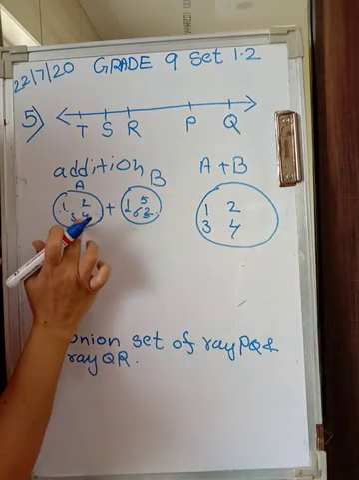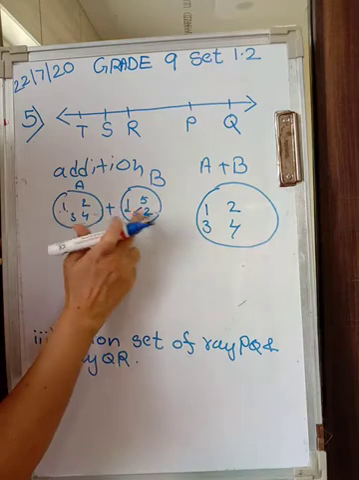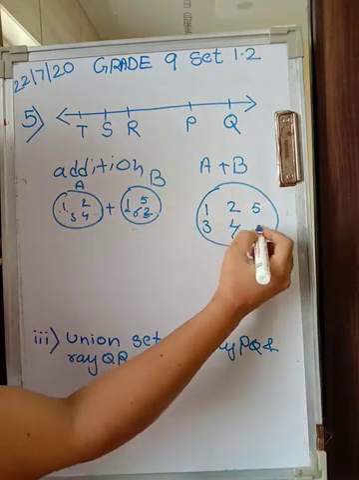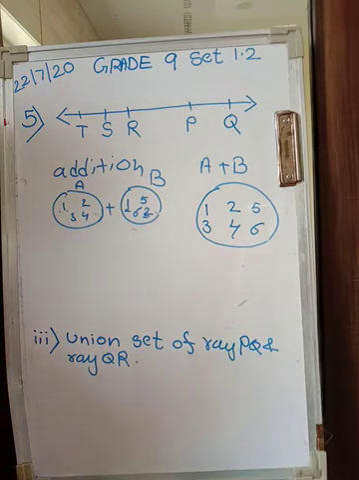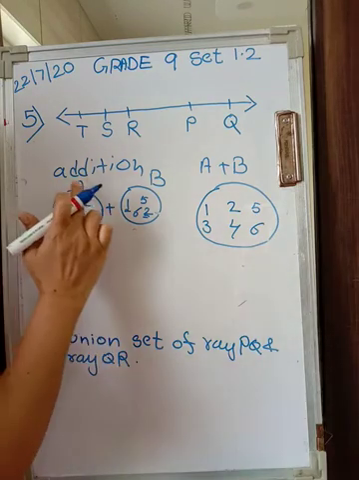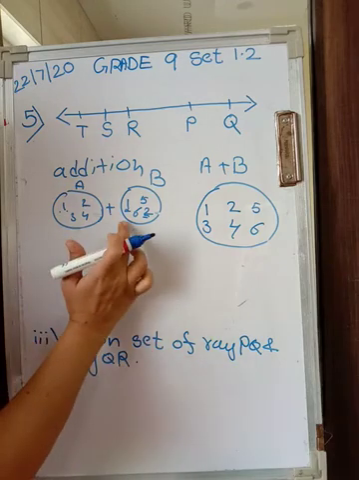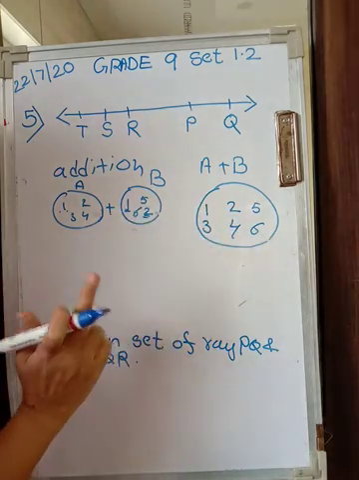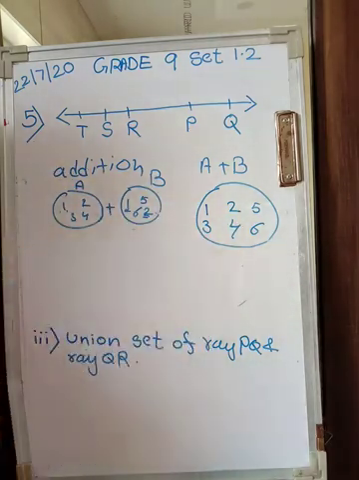This is set A and in B, 1, 2 is already there. So you need not write this 2 again. So it will be only 5 and 6. So this is union of A plus B. So what I want to tell you, when we talk about union of sets, whatever elements are coming twice should be written only once. And the remaining elements will automatically come into it.